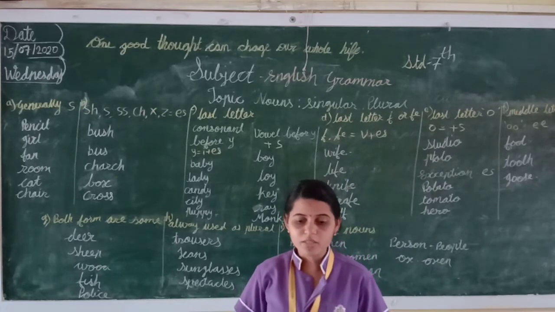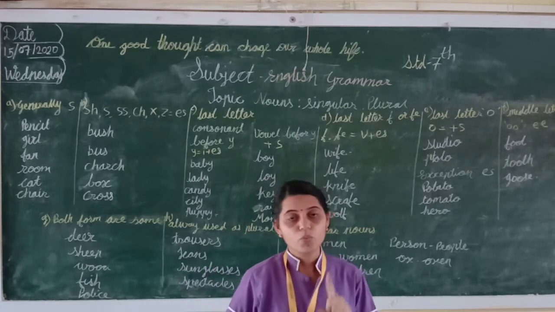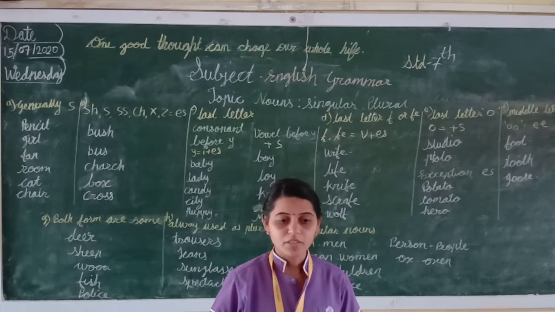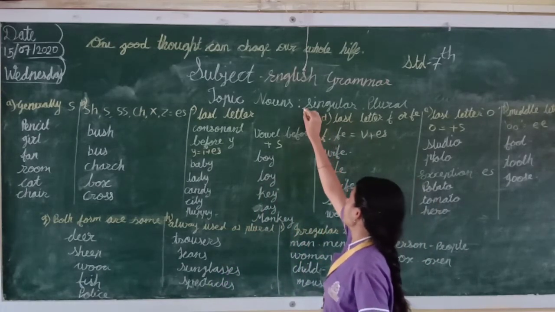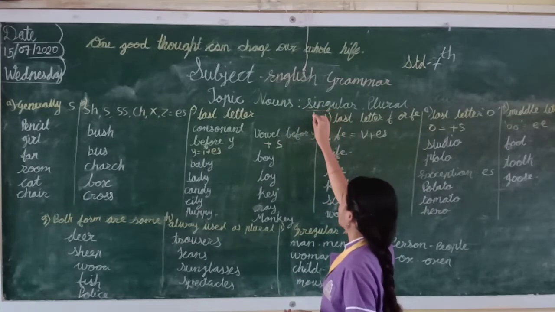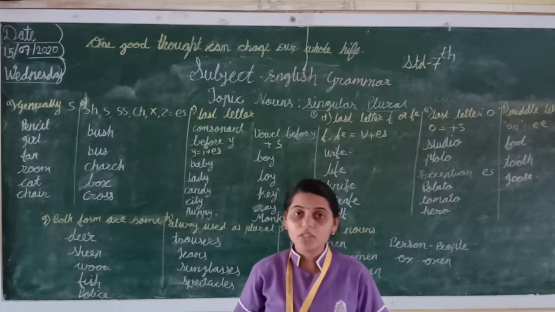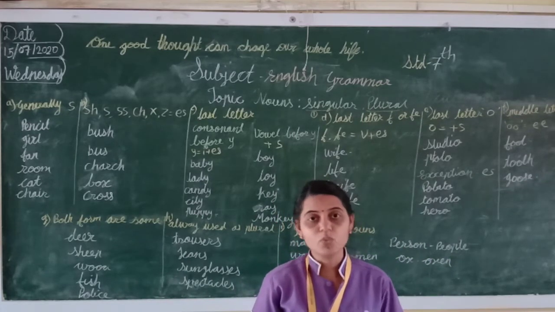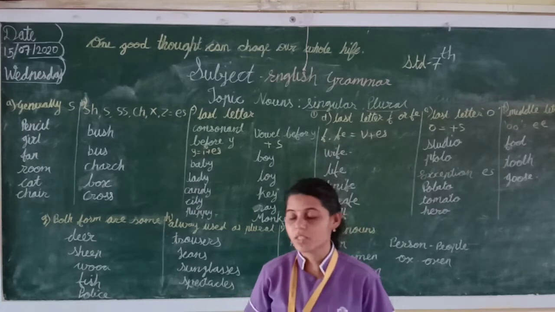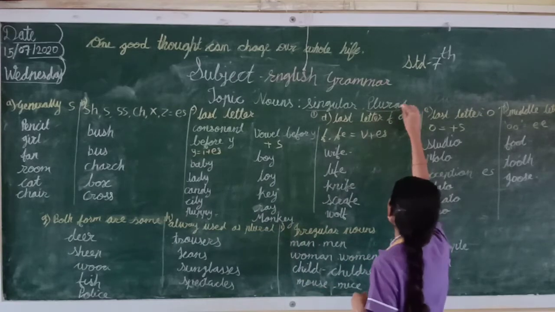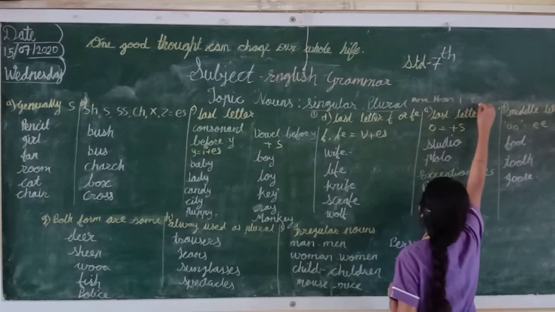So students, what is the singular? A noun that denotes one person, place, or thing is said to be singular. Singular means single. How many things? One. And plural means what? A noun that denotes more than one person, place, or thing is said to be plural. Plural means more than one, two, three.